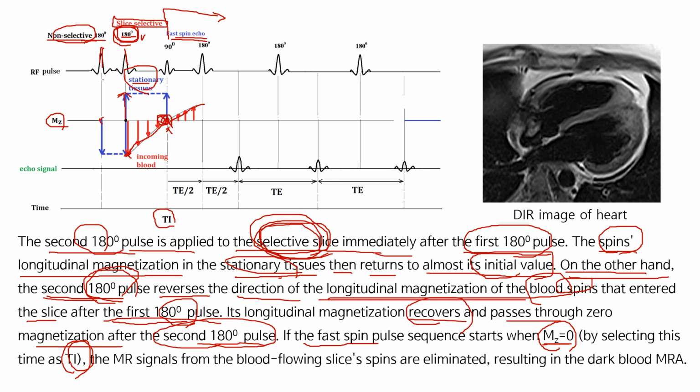Then the MR signals from the blood flowing into the slice are 0, so eliminated, right? So no signal is produced by the flowing blood, resulting in the dark blood MRA. So in this way, we can obtain dark blood MRA.